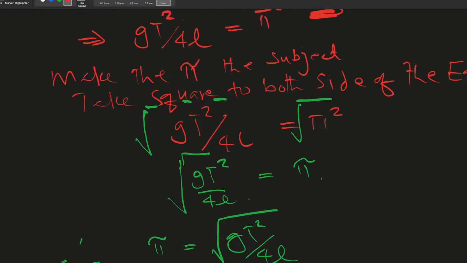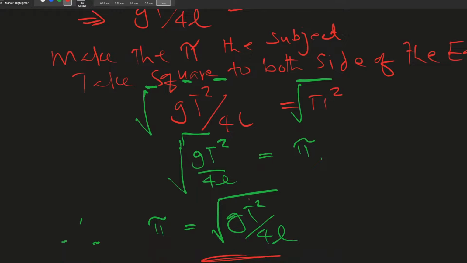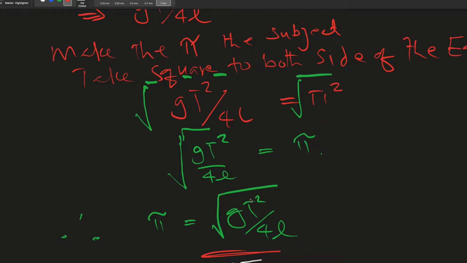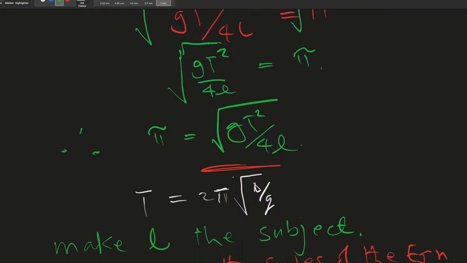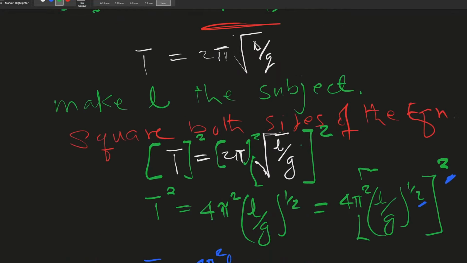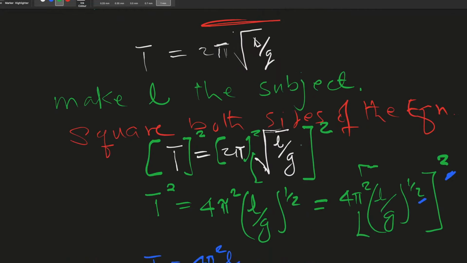So when we did that, the square root of GT squared over 4L and the square root of pi squared. Okay, so that gave us the square root of GT squared over 4L, all over, then we have pi. So that was cool. Then the next one, we decided to make L the subject.